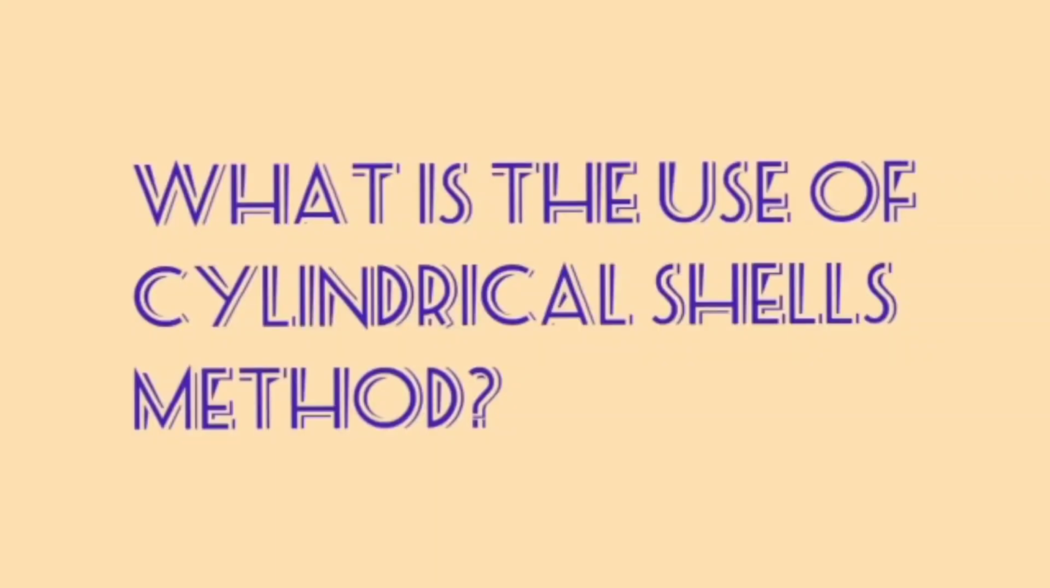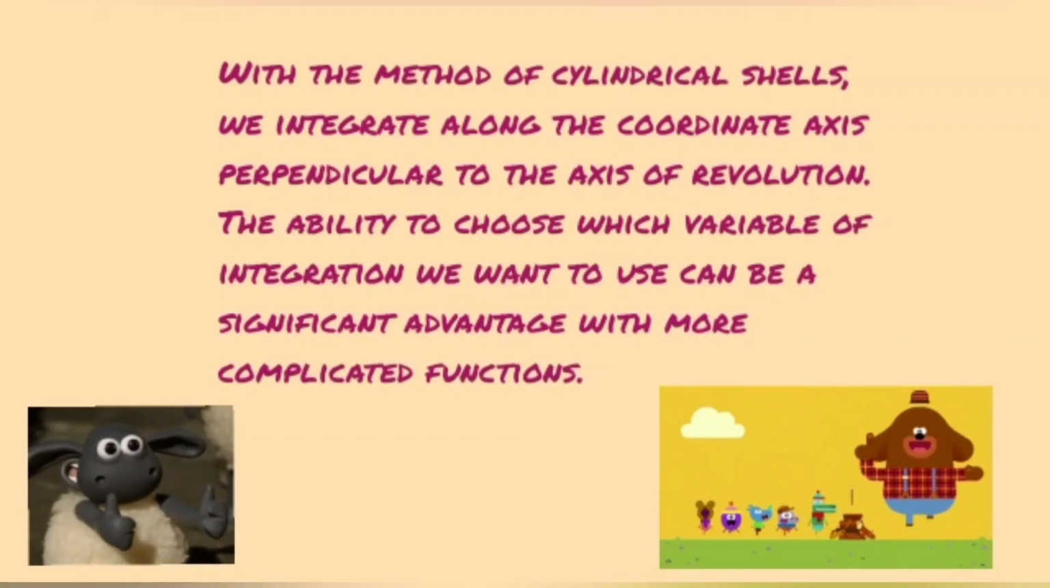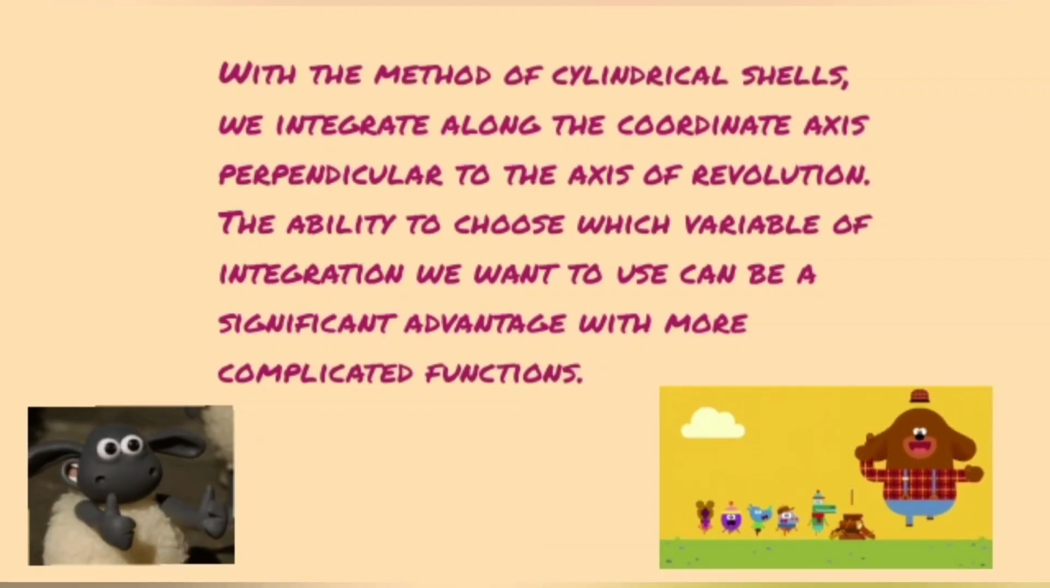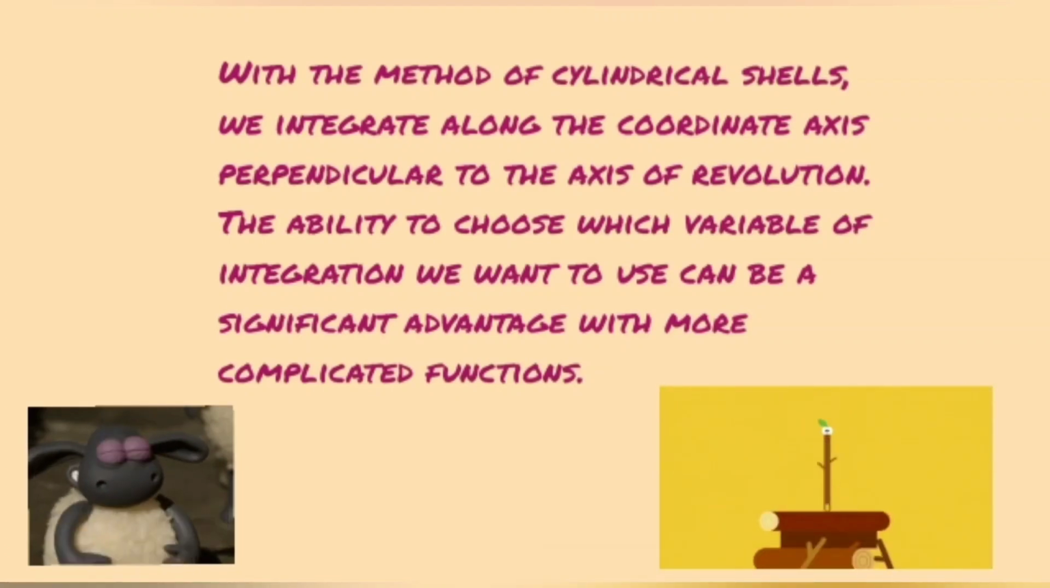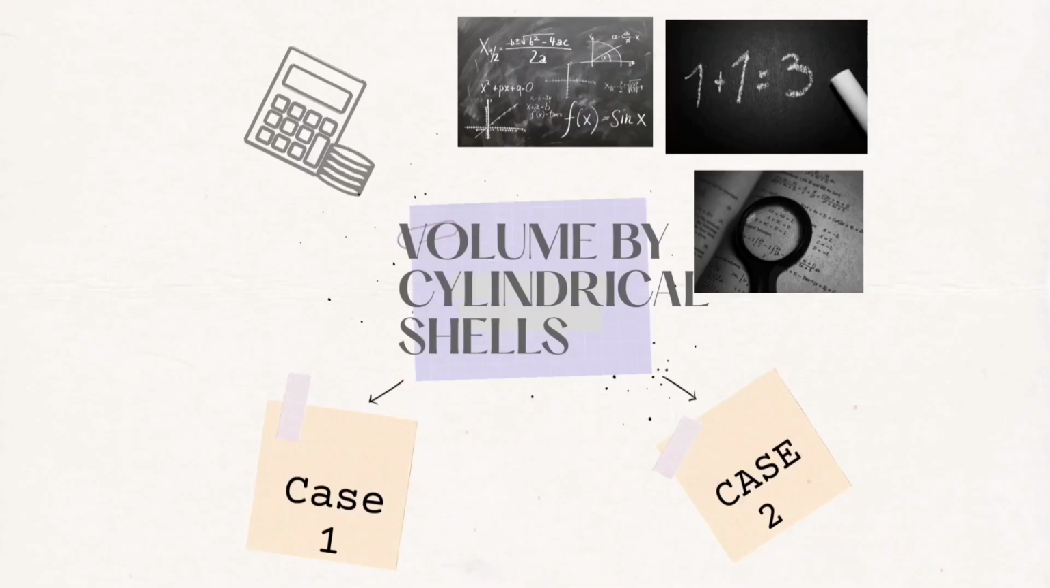But wait, what is the use of the cylindrical shells method? With the method of cylindrical shells, we integrate along the coordinate axis perpendicular to the axis of revolution. The ability to choose which variable of integration we want to use can be a significant advantage with more complicated functions. Volume by cylindrical shells is divided into two types, case 1 and case 2. For case 1, the cross-section is parallel to the y-axis, while for case 2, the cross-section is parallel to the x-axis.